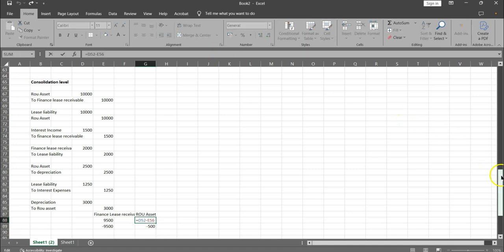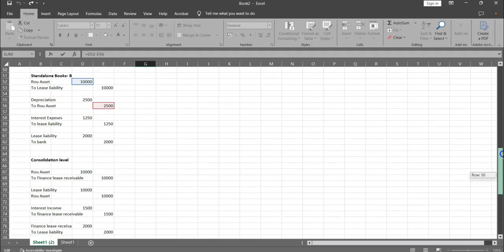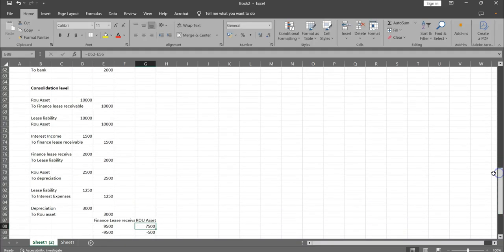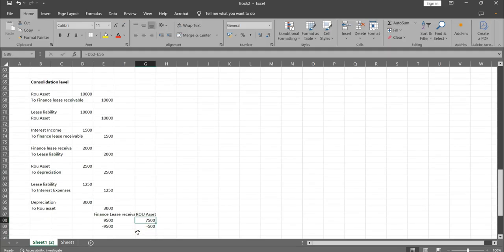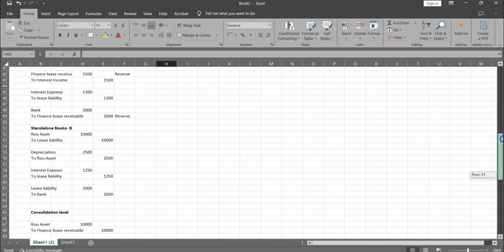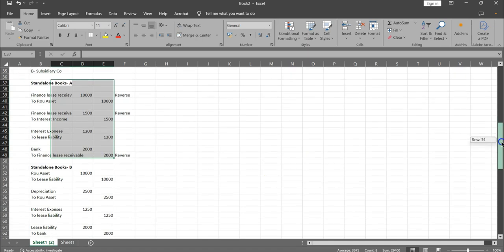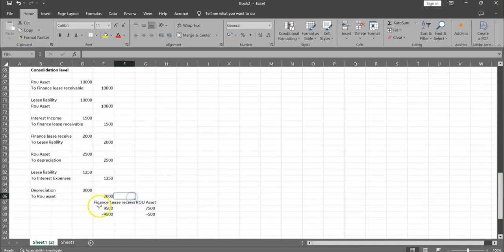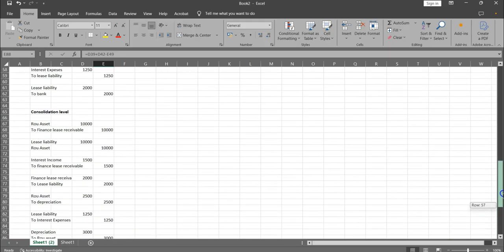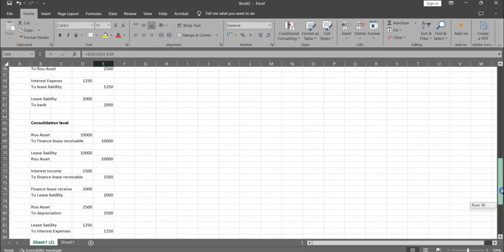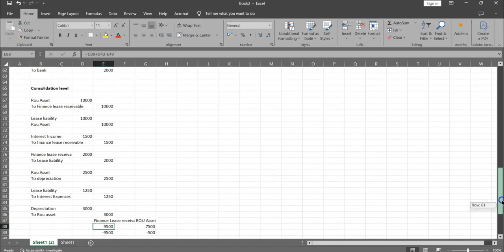Is it correct? Let me see. ROU asset this credited, okay, and over here, yeah, correct, this is the post depreciation amount. So at consolidation level our ROU asset will show a balance of 7,000 and lease liability will remain as it is because we have reversed the lease liability entries posted in the books of B, and we have completely ignored entries posted in the books of A with respect to lease liability because it will have no impact at consolidation level. I hope you have learned this. You have understood the concept of passing elimination and consolidation entries with respect to intra-group transactions.